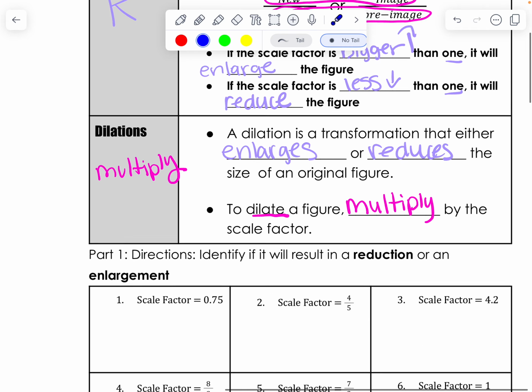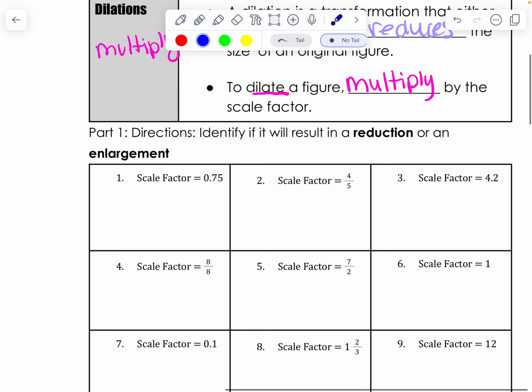Okay, we're going to go to the first part that we're going to look at. So again, a reduction means that the scale factor is going to get smaller. An enlargement means that the picture or the scale factor is going to get bigger. And scale factor just represents how big or small something's going to get. All right, so let's look at question 2.